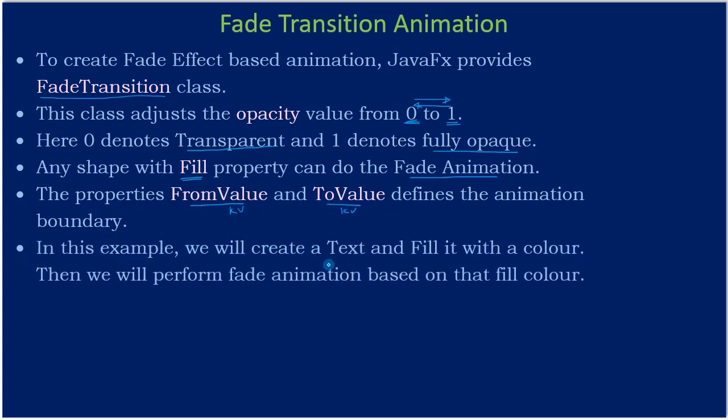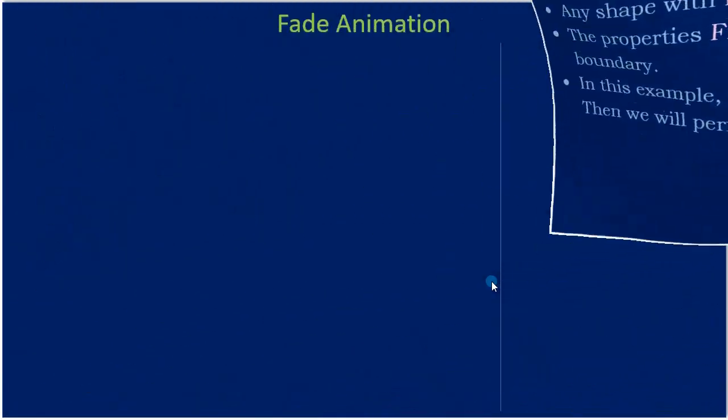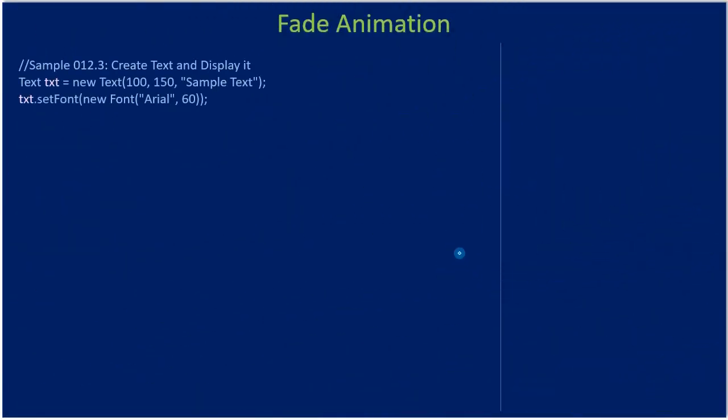In this example, we will create a text and fill it with a color. Then we will perform the fade animation based on the fill color. So here if you see, we are creating the text object, and this is the text location, X location, Y location, and this is the sample text. So you can replace this with whatever text you want.